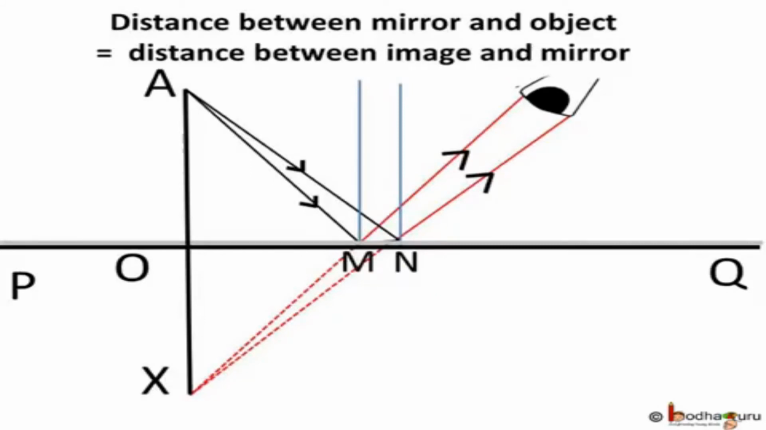So now you know, in case of reflection, the distance between the mirror and object is same as the distance between the image and the mirror.